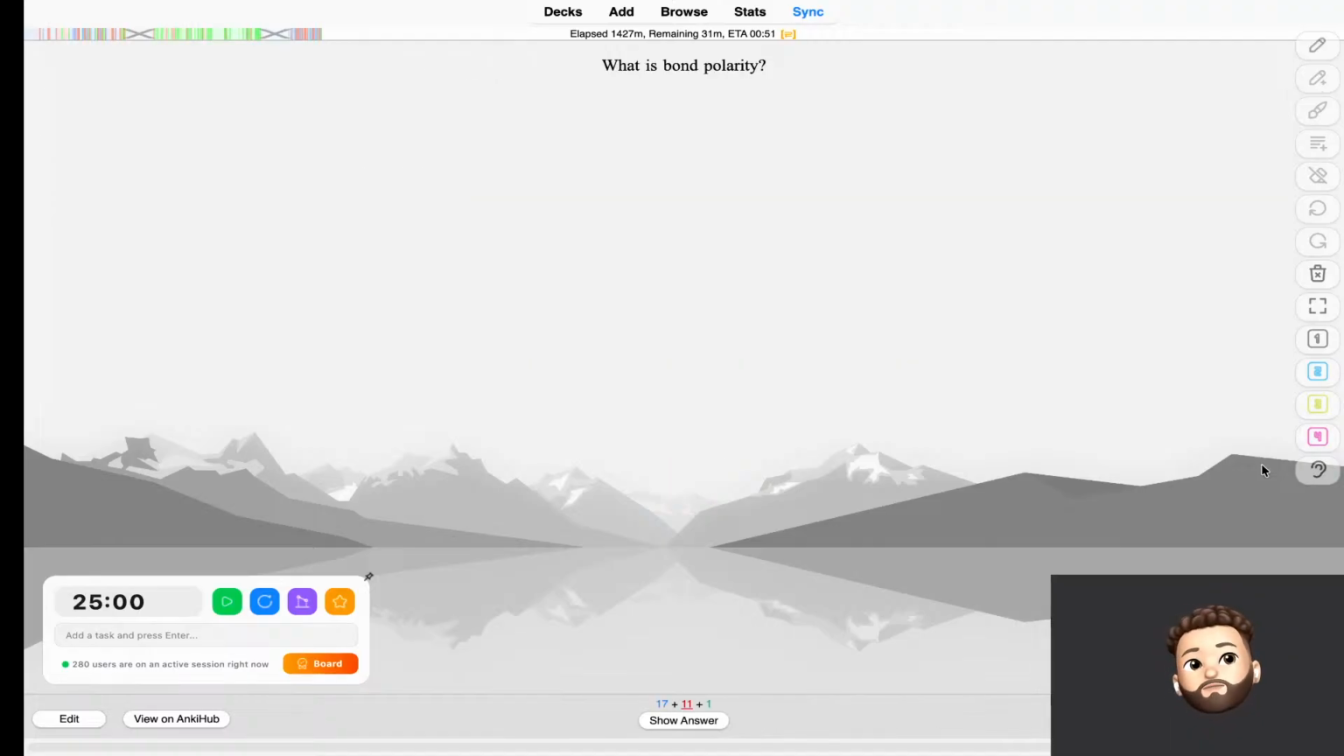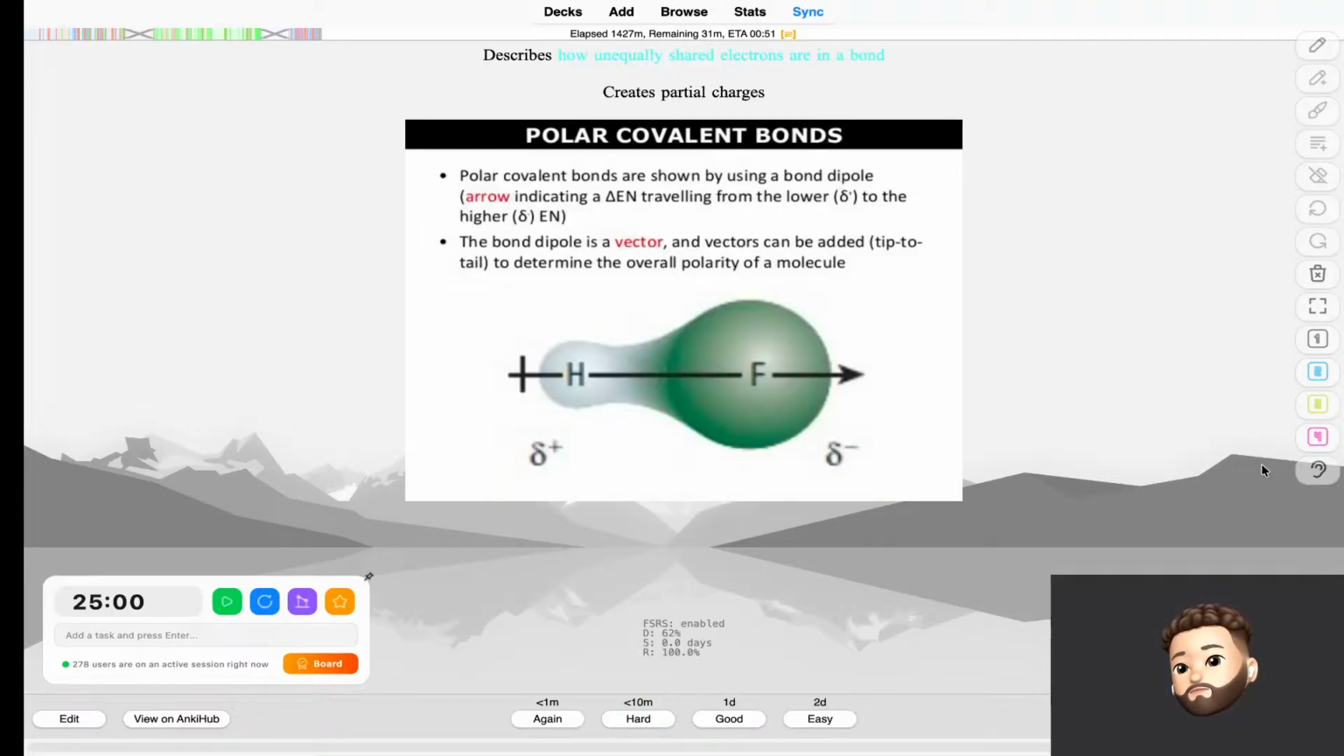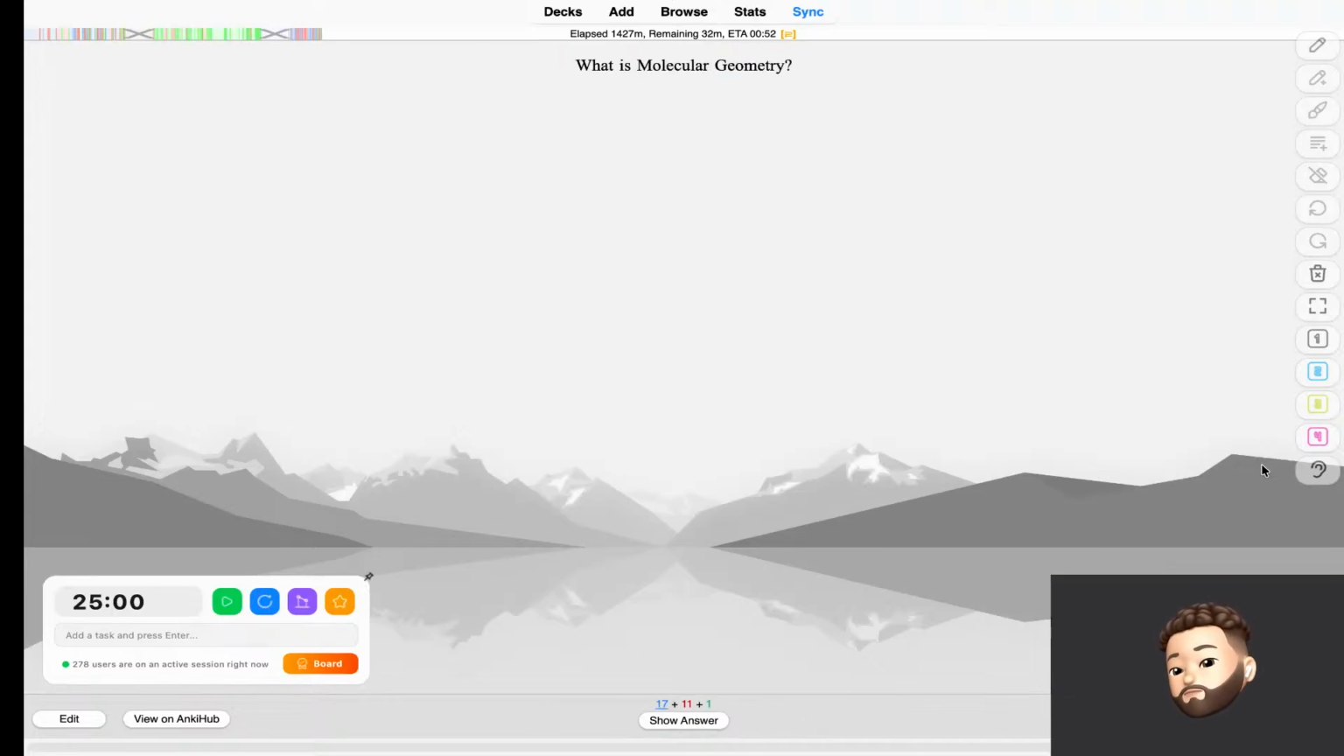What is bond polarity? Bond polarity speaks to the partial charge within the molecule, how unequally shared. Yeah. What is molecular geometry?